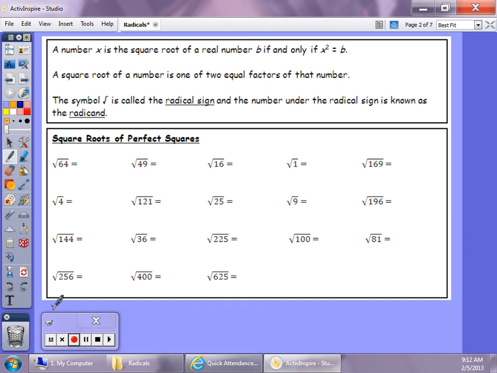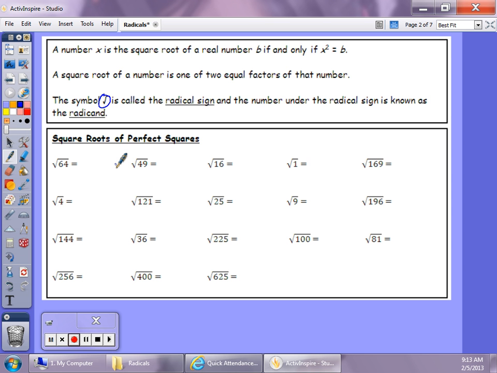A number x is the square root of a real number b if and only if x squared is equal to b. A square root of a number is one of two equal factors of that number. This symbol here is called the radical sign. And the number underneath the radical sign is also known as the radicand.